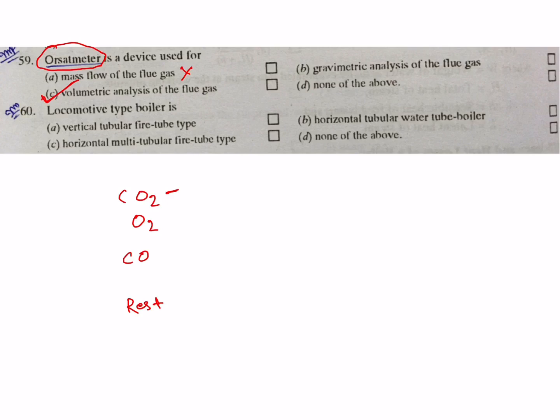Then CO2 you will get by using KOH solution. KOH solution absorbs CO2, so the CO2 percentage in your flue gases you will get by using KOH solution. Then for O2, pyrogallol solution. Pyrogallol solution absorbs O2. Then CuCl2 mixture absorbs carbon monoxide. Then the rest is your N2.